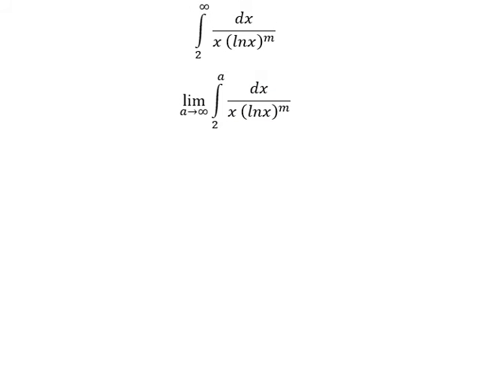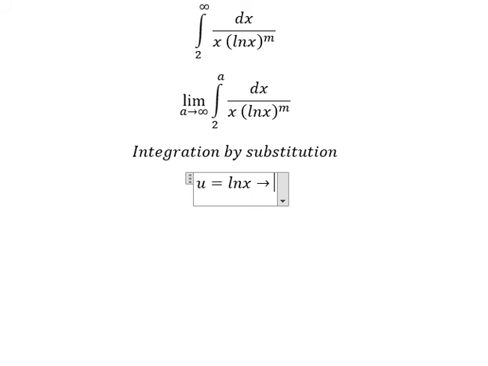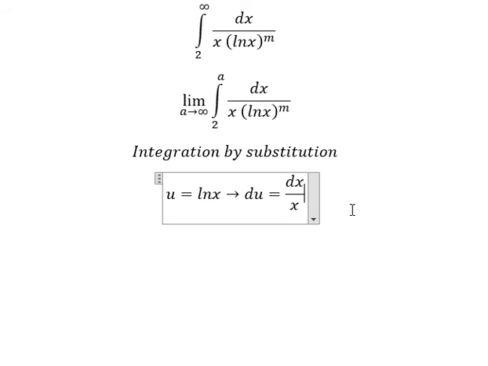Next, we need to use integration by substitution. So I will put u equals ln s. Later that, we first take the derivative of both sides and we have ds over s. Next, we need to change the bounds.